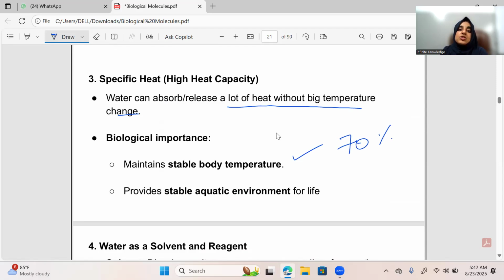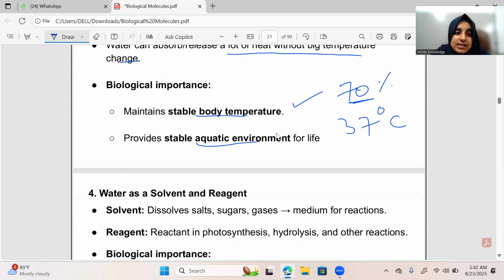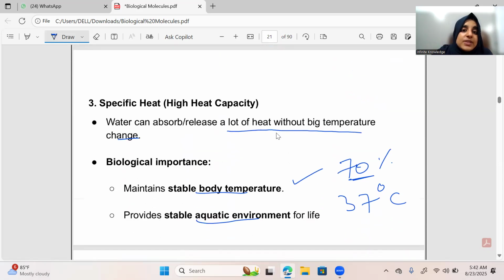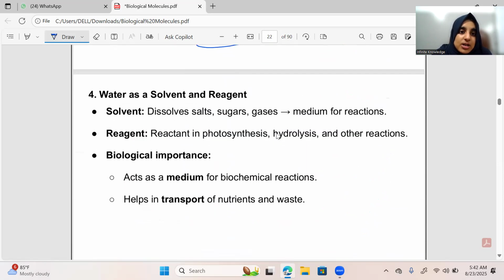Why? Because it helps to make our body temperature stable, that is 37 degrees Celsius, and it also helps to create a stable aquatic environment for life, and it maintains a stable body temperature. Okay, why? Because it has a high specific heat. More of these reasons, why are they related chemically, you're going to see in chemistry. Okay, so please refer to your chemistry book as well.